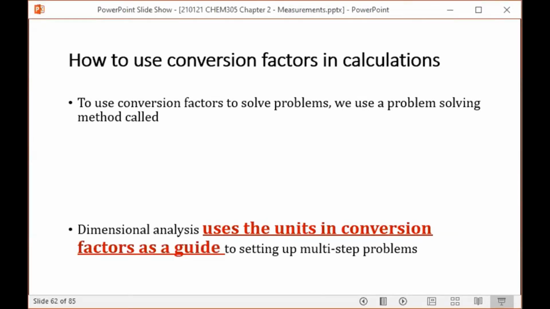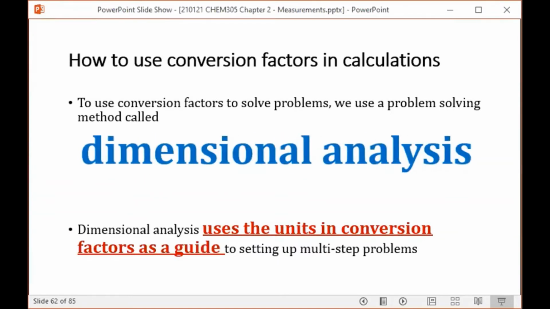Okay, so now we know how to write conversion factors. What do we do with them? Well, we're going to use them to solve problems. And to do that, we use a problem-solving strategy that's called dimensional analysis. And the key to dimensional analysis is you use the units and conversion factors as a guide to setting up your problem and getting from the information that you're given in the word problem to finding a plan to get to what you want to solve for. And units are the key. Units will guide you from your starting point to the ending point. And by checking your units as you work, you can make sure that you set the problem up correctly and that you're arriving at the correct answer.